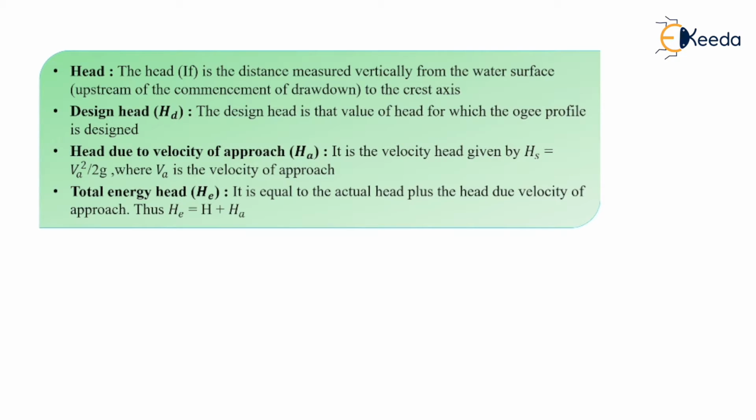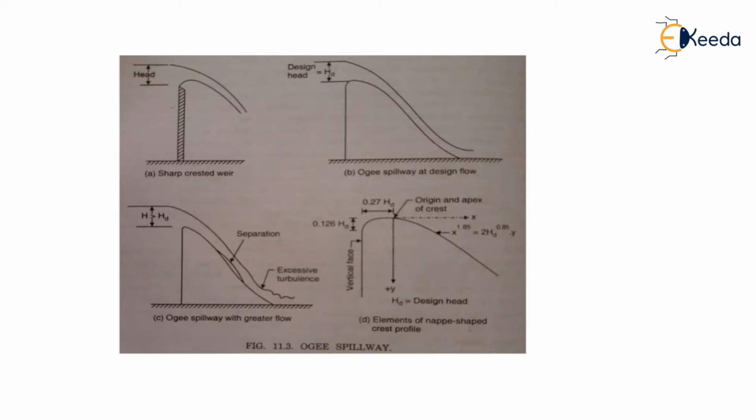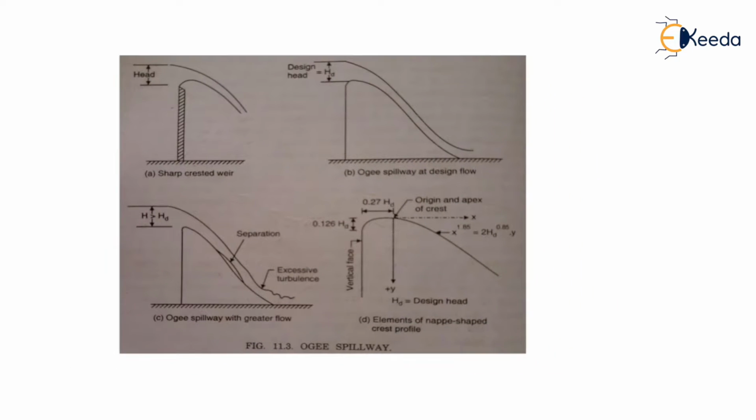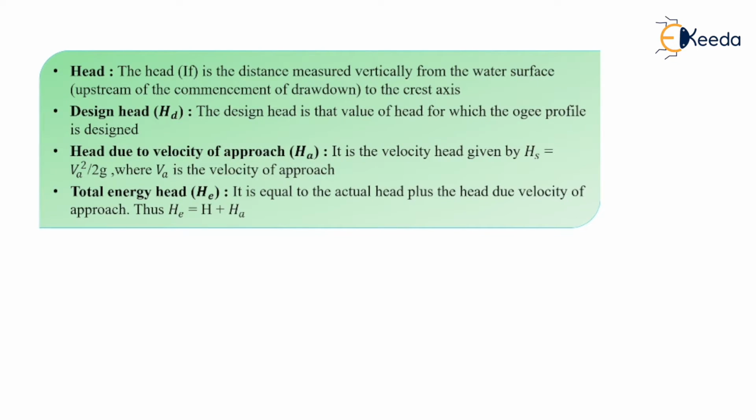See, the distance measured vertically from the water surface to the crest axis. Here in this diagram you will get a complete idea. This is the upstream reservoir level. From this, the vertical distance that will be measured is known as the head. The distance measured vertically from the water surface to the crest axis is known as the head.